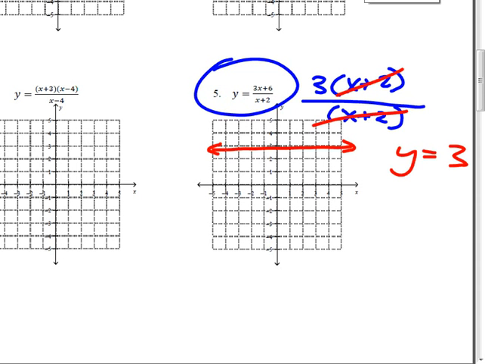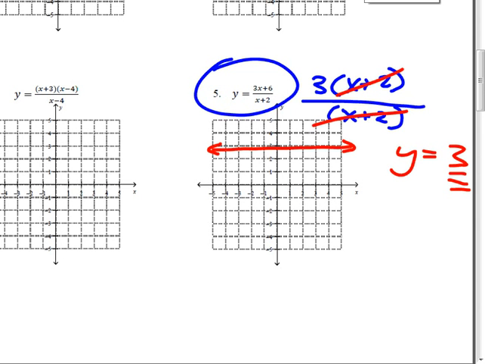Okay? So our rule is ratio of the lead coefficients. What if there aren't any lead coefficients? Then you can't use that rule. There aren't any asymptotes. Okay? So if all the variables cancel and you're down to just a number, then it's just a straight line at that number and it won't be an asymptote.